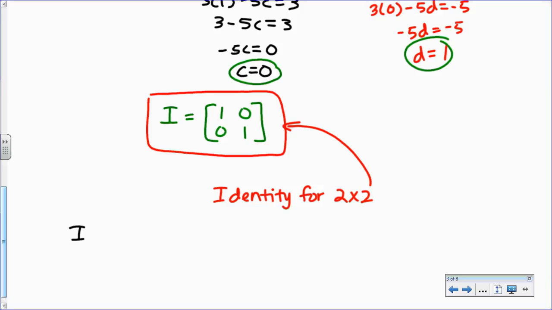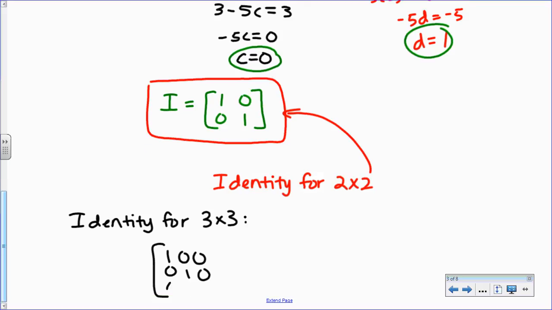Okay, and the identity for a 3 by 3 is 1, 0, 0, 0, 1, 0, 0, 0, 1. So your identity matrices have 1s on the diagonal and then 0s everywhere else.